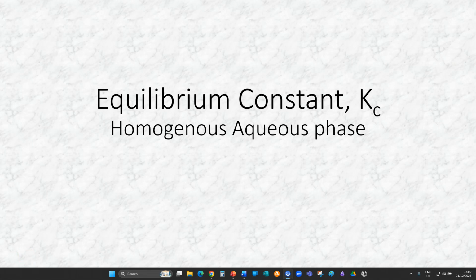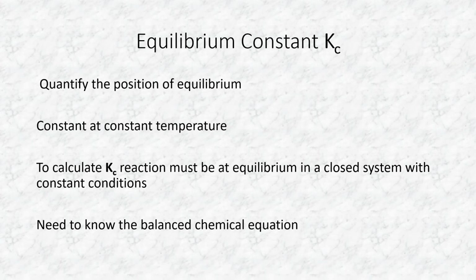In this episode, we're going to be talking about the equilibrium constant and how to use it. The equilibrium constant is given the symbol Kc. That's an uppercase K with a subscript C. And in this episode in particular, we're going to be talking about the homogeneous aqueous phase equilibrium constant. That's the one that you'll probably need to use the most.